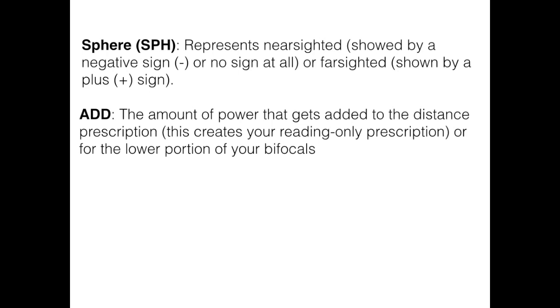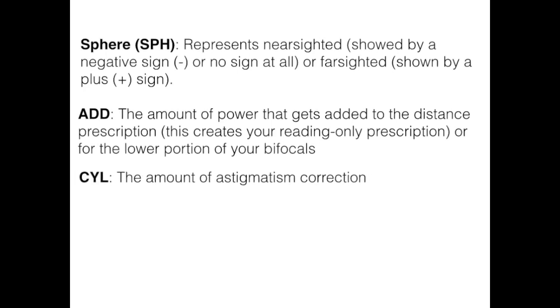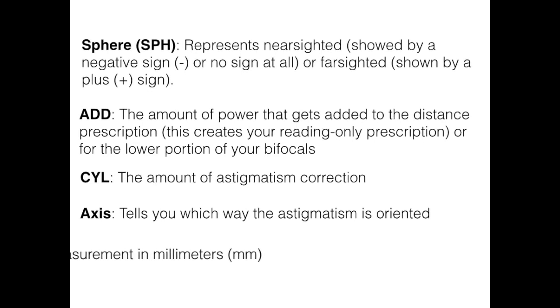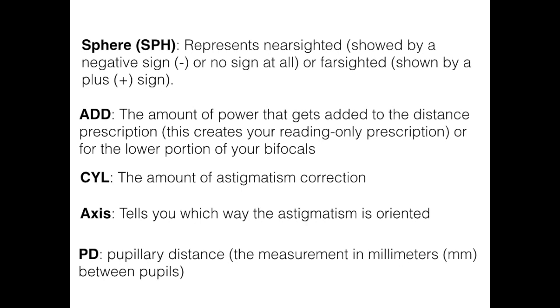ADD stands for the amount of power that gets added to the distance prescription. This creates your reading-only prescription, or for the lower portion of your bifocals. CYL stands for the cylinder, which is the amount of astigmatism correction. Axis tells you which way the astigmatism is oriented. PD stands for pupillary distance, which is the measurement in millimeters between pupils.